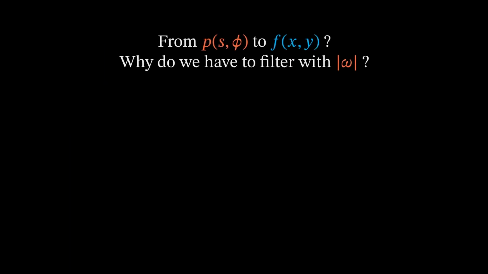Back to our original question. How can we get from the measured projection p to our object f? And why do we have to filter with this mysterious modulus omega high-pass filter? For this reconstruction process, we need 4 ingredients.